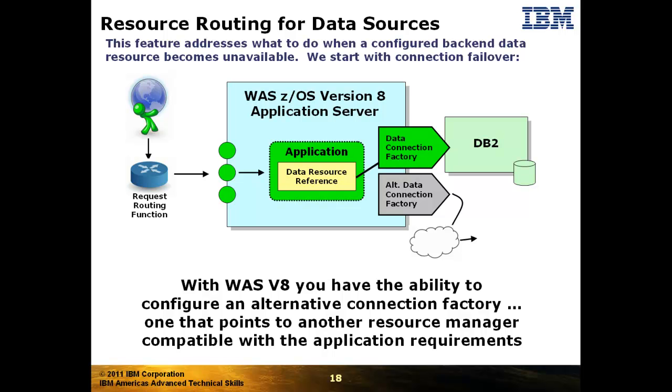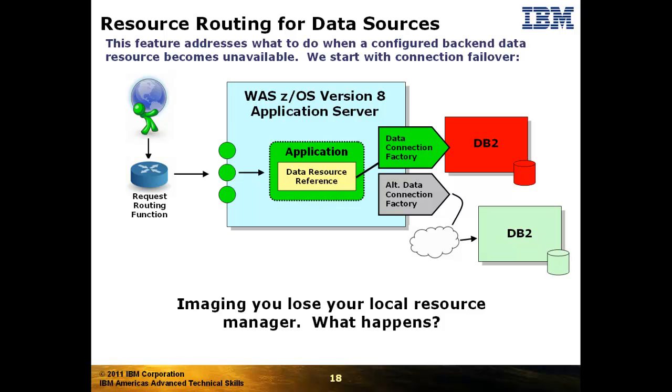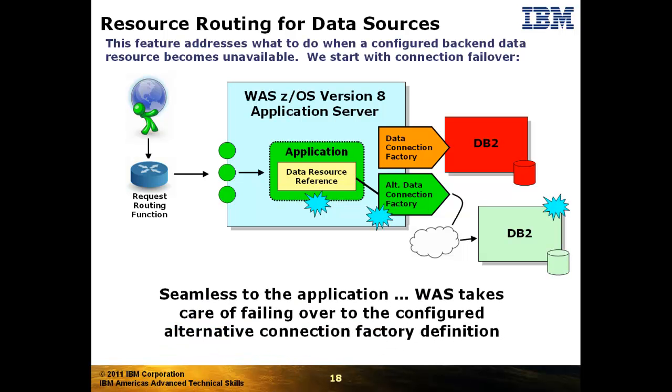The primary connection factory is a Type 2 local connection, with the alternative being a Type 4 that provides access via TCP/IP to a DB2 instance on another LPAR. Imagine you lose your local DB2. What happens? WAS detects the loss of the DB2. The connections that existed to that DB2 are lost.